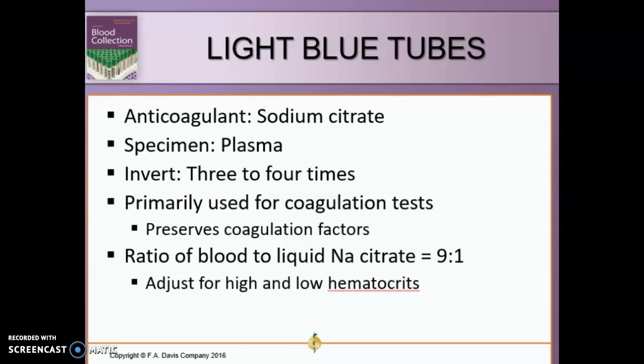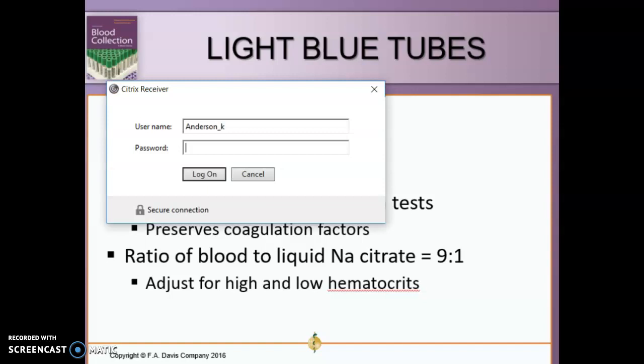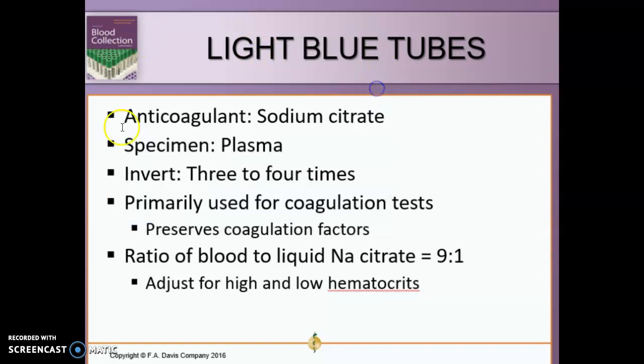These tubes require a full draw to prevent dilution of coagulation. When drawing coagulation tests on patients with polycythemia, or a hematocrit reading greater than 55%, we must decrease the amount of anticoagulant to obtain that 9 to 1 ratio. So please keep that into consideration.